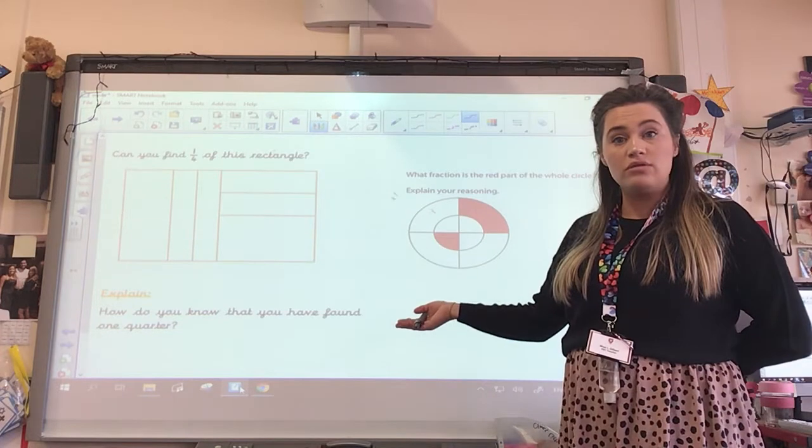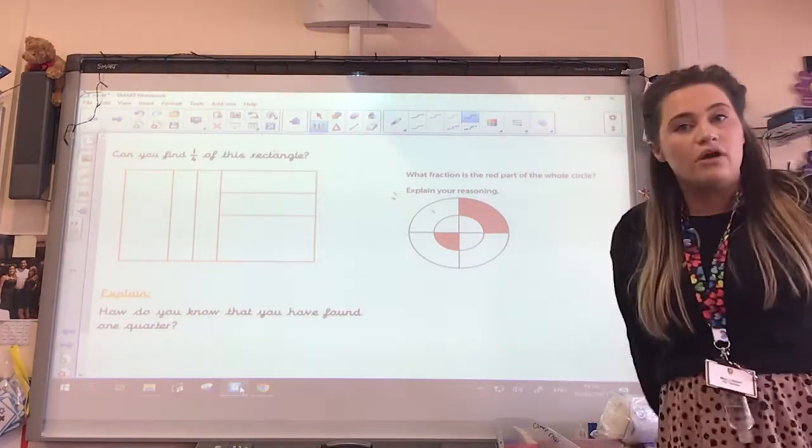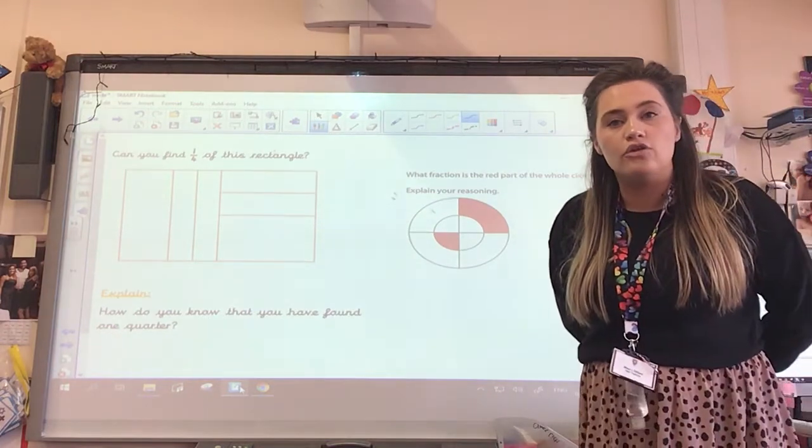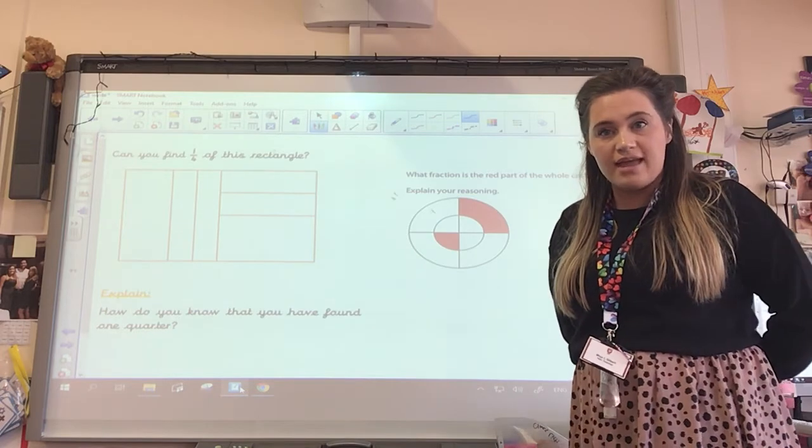Explain how you know that you found a quarter, and then what fraction is the red part of the whole circle, and explain your reasoning. So I'm really looking forward to seeing your fraction work today, and good luck!